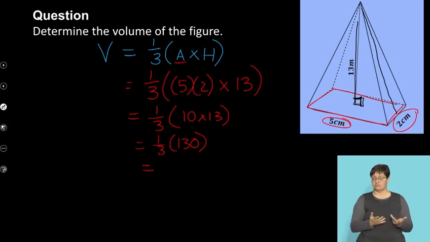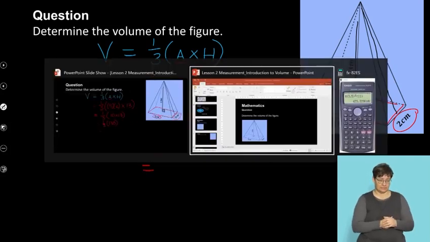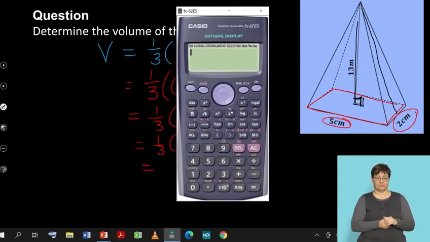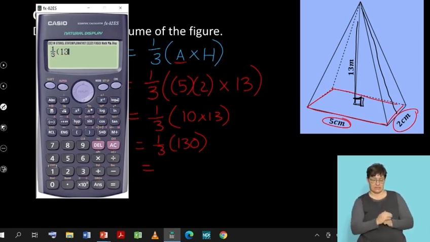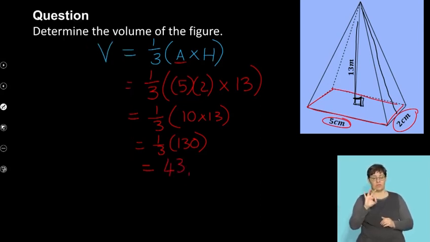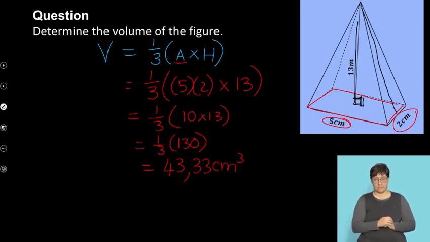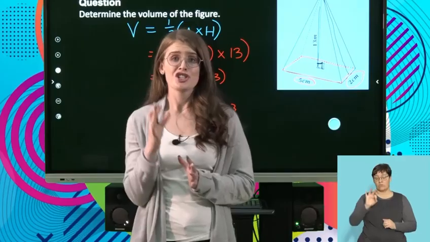Now we are going to substitute this into our calculator. So we've got 1/3 being multiplied by 130. And that's going to give me 43.333. So we can see the 3's recurring. If I round to the second decimal place, I'm going to have 43.33 centimeters cubed.